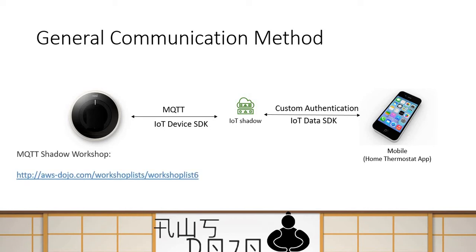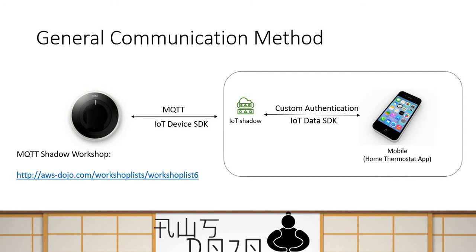Now, in one of my earlier workshops and videos, I have already talked about how MQTT and the IoT Device SDK work. That means your device to IoT Shadow service communication I have already covered in another workshop I published earlier. Today, we are going to talk about how you can build an application which can talk to the IoT device service using the IoT Data SDK APIs.